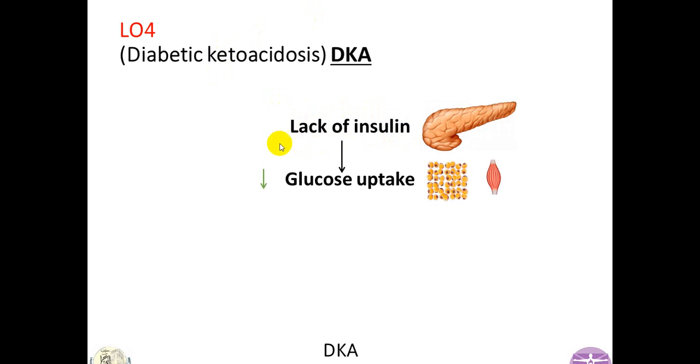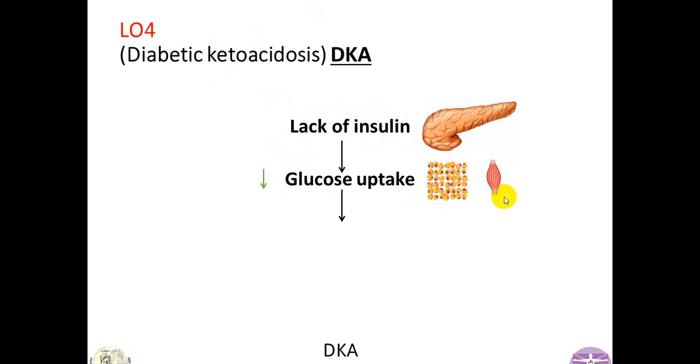Now I will talk about a very important complication that is diabetic ketoacidosis, and we abbreviate it as DKA, usually a very common term that you're gonna see in the emergency room a lot. So because there is no insulin in type 1 diabetes, there is insulin deficiency or lack of insulin, there is no glucose uptake by the adipose tissue and the muscles usually.